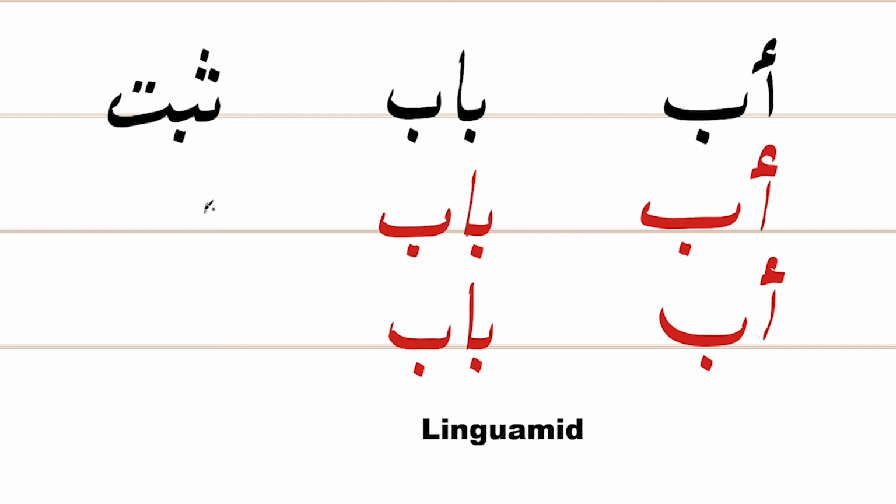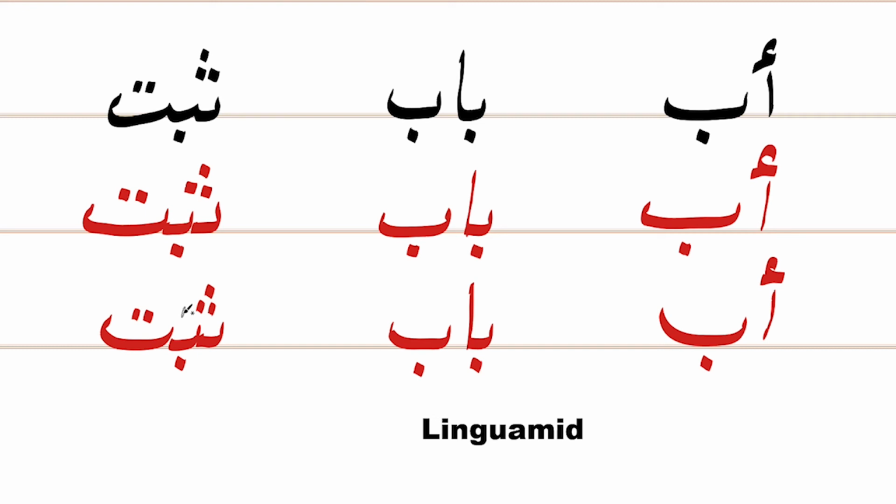Okay, so let's start with the th. So the th comes at the beginning, so it's very similar to the ba that we have here, but instead of the one dot, we actually have three dots. So the first one, the second, and the third, and then we have the ba connected like this to it, and the ta. This is the middle form, and then the ta at the end form with two dots. That's how we write ثبت. So th, ba, and then ta.